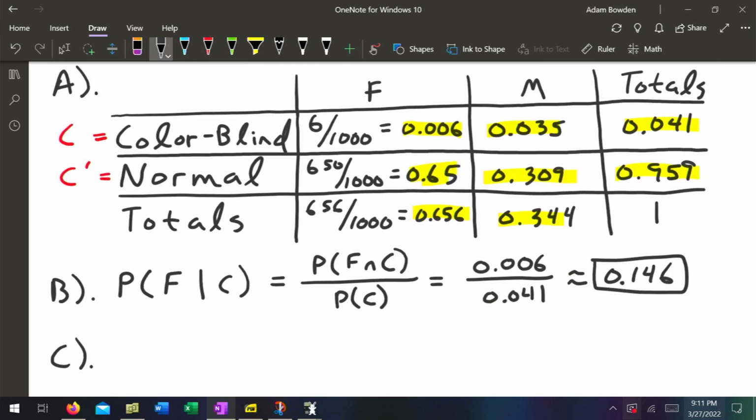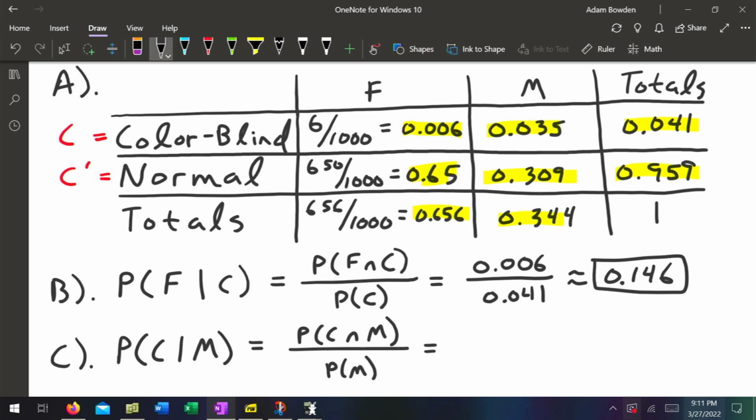Part C asks for the probability of somebody being colorblind given that they're male. With the formula, we do that for the probability of C intersect M divided by the probability of M. The probability of colorblind given that they're male is the 0.035, colorblind and male, divided by 0.344. I divided and rounded to 0.102.